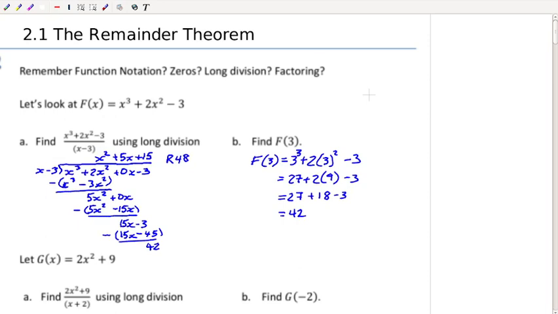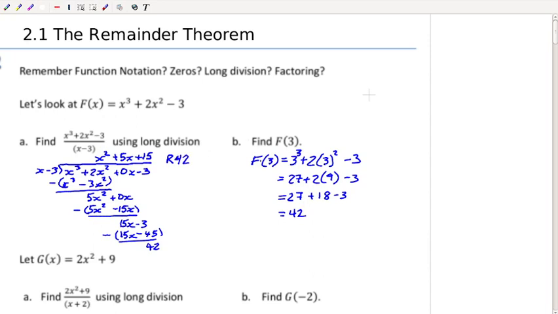So there you've got it. We divided x cubed plus 2x squared, I had to add the 0x in because there were no x terms here, minus 3, divided by x minus 3. Double check your work. We should get a remainder of 42.